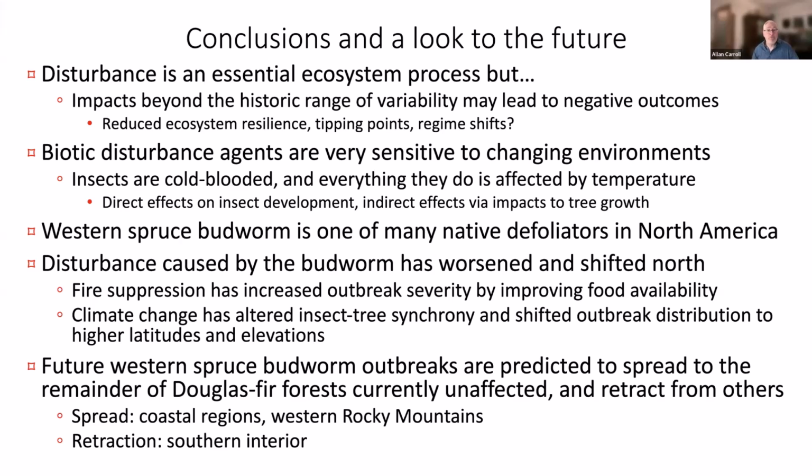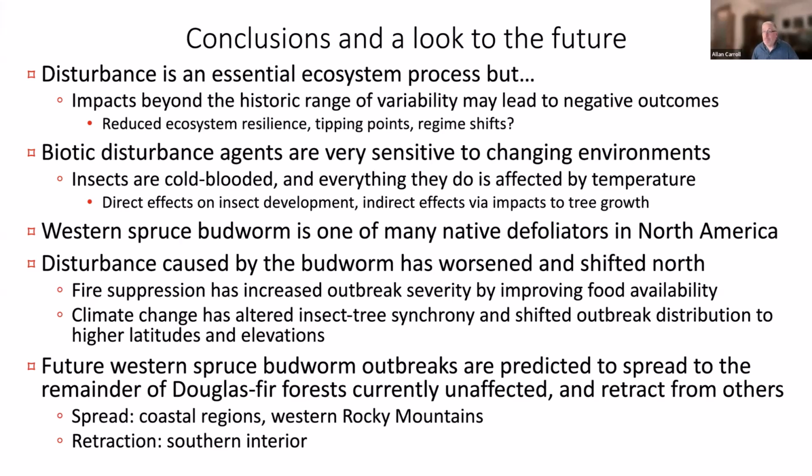And a good example of this would be, for example, on the Kenai Peninsula of Alaska, where the spruce beetle, sorry, I'm getting spruces mixed up, the spruce beetle has caused such impacts that the spruce forests there have been converted to grasslands. That would be a tipping point and a regime shift in that regard.